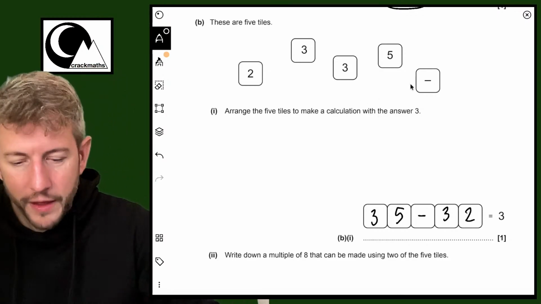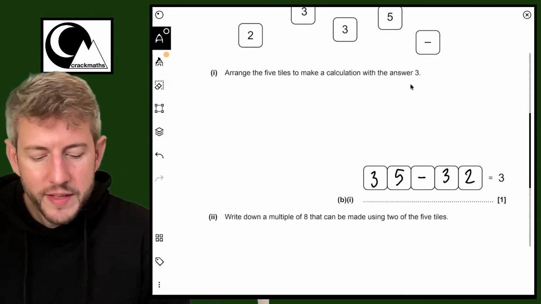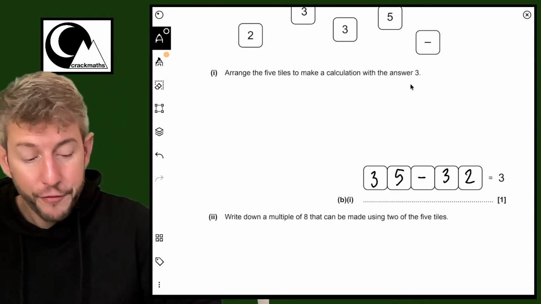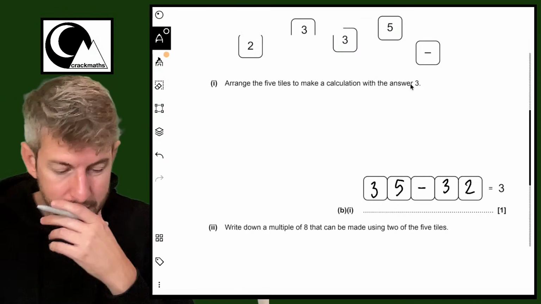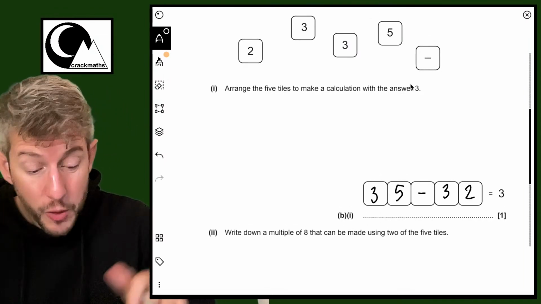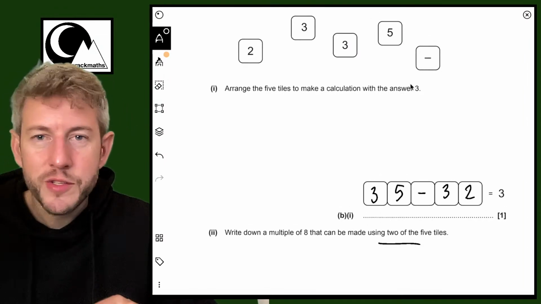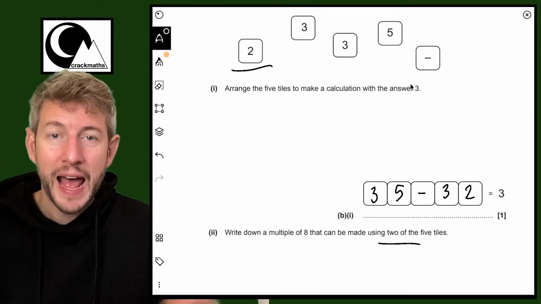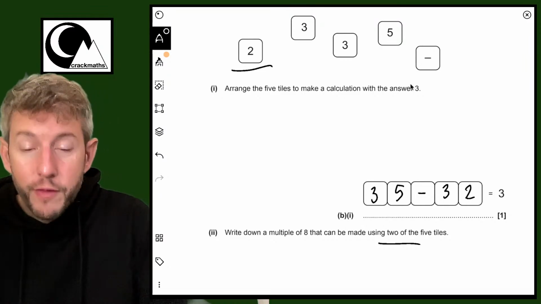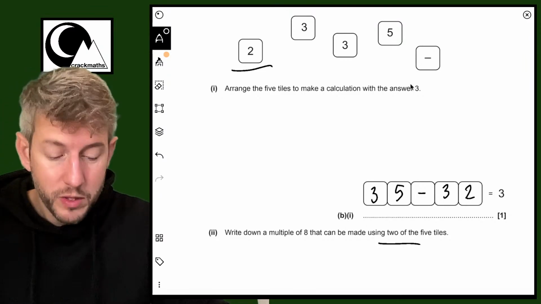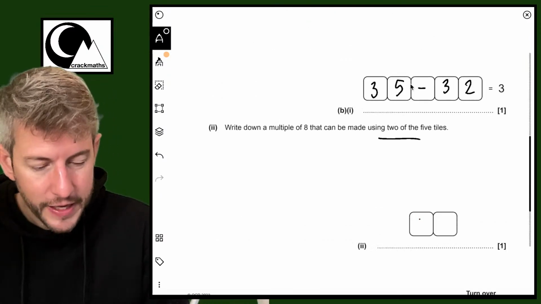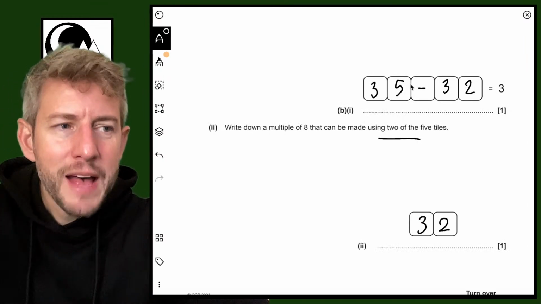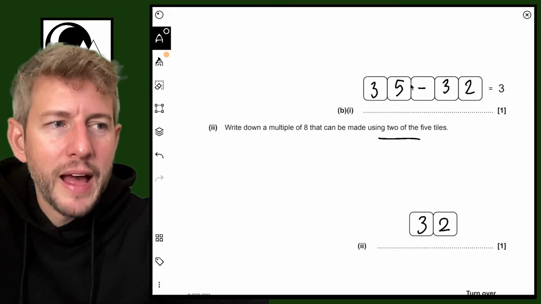Right. Okay, part 2. Write down a multiple of 8 that can be made using the 5 tiles. So, do I have 2 of the 5 tiles? So it's going to have to end in the 2, because the multiple of 8 has to be even. Well, I know that 32 is in the 8 times table, so I can use 32 here. Okay, great.